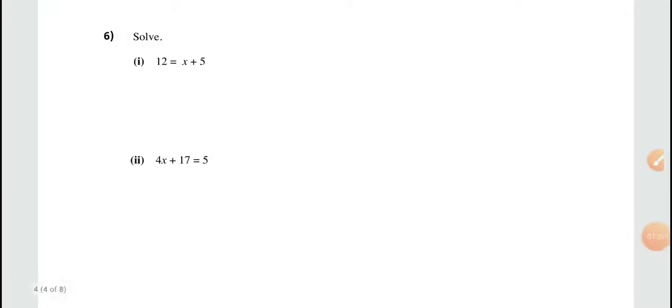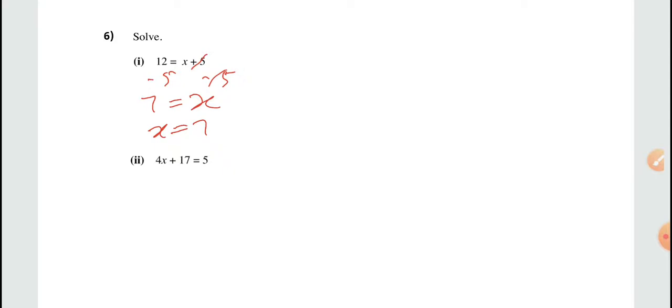Question 6. Solve 12 is equal to x plus 5. So the first thing we want to do is isolate the x, so we take away 5 from both sides. So on this side the plus 5 and then minus 5 cancels out, leaving just the x by itself, and 12 take away 5 is 7. You can just write it as x is equal to 7 if you want.